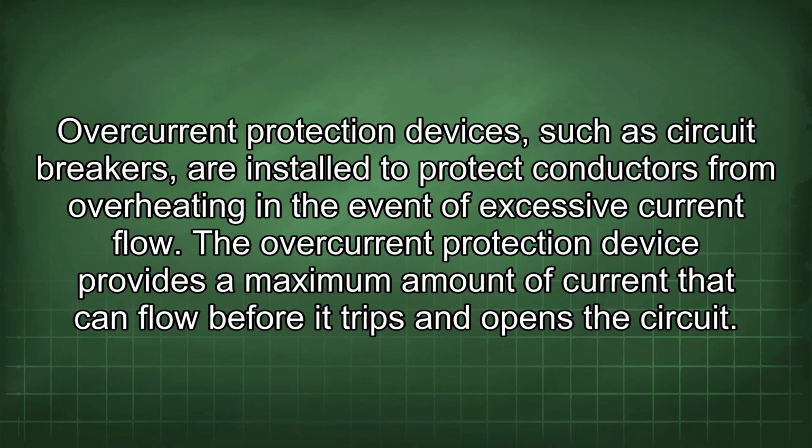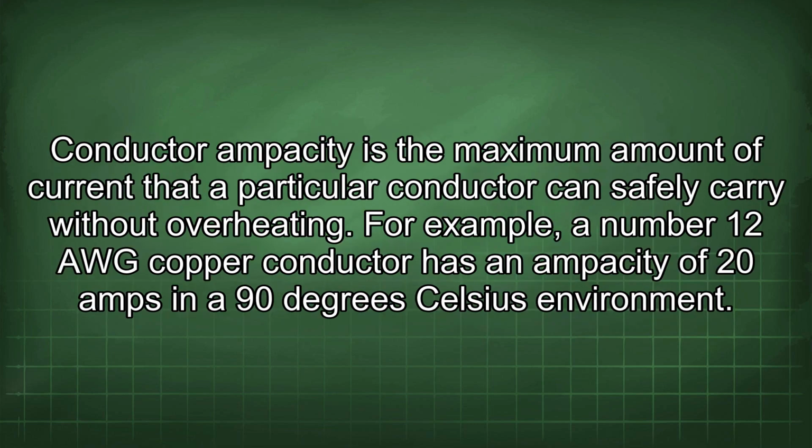Overcurrent protection devices, such as circuit breakers, are installed to protect conductors from overheating in the event of excessive current flow. The overcurrent protection device provides a maximum amount of current that can flow before it trips and opens the circuit. Conductor ampacity is the maximum amount of current that a particular conductor can safely carry without overheating. For example, a number 12 AWG copper conductor has an ampacity of 20 amps in a 90 degrees Celsius environment.